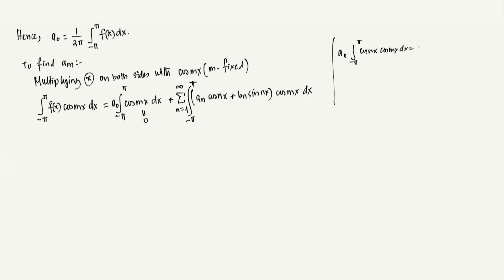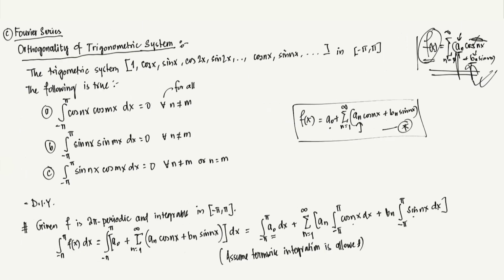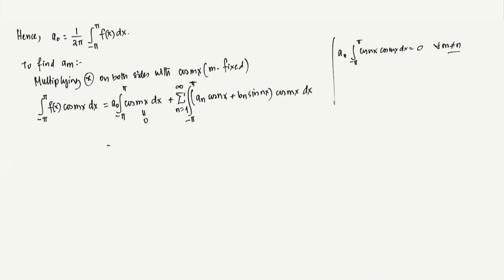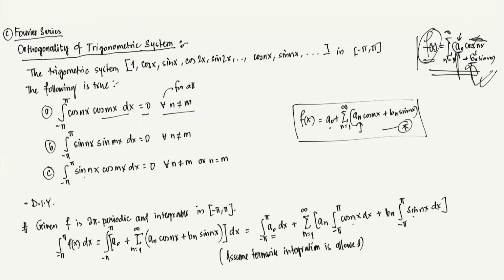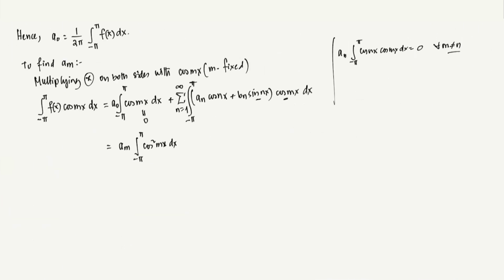You see, we know that this is going to be 0 for all m not equal to n, right? Yes, see, cosine nx cosine mx integrates to 0 for all n not equal to m. So the only thing which is remaining is am times the integral from minus pi to pi of cosine square mx dx. So n equals m is the only thing which is remaining non-zero essentially. And then again this sine and cosine part is also going to be 0. You see, sine and cosine is always going to be 0 independent of what n and m are. So that part is 0.